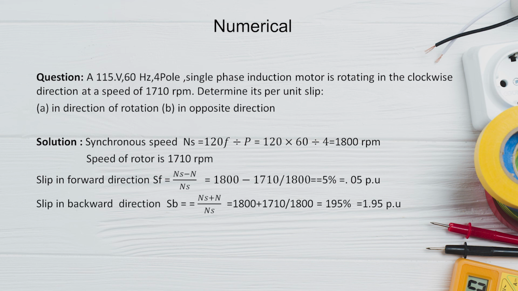But in the backward direction, the motor is rotating with a negative speed. So, when we substitute in the slip formula, n is replaced by minus n, and the result comes out to be 195%, that is equal to 1.95 per unit. I hope this numerical is clear to you.